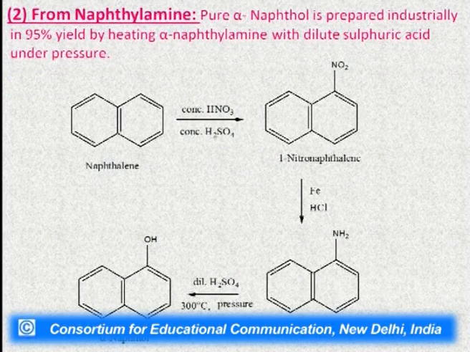The next important preparation of alpha naphthol is from naphthylamine, which is also prepared from naphthalene by nitration. First of all, naphthalene on nitration with nitric acid and sulfuric acid will give 1-nitronaphthalene, which on reduction will give aminonaphthalene, or you can say 1-naphthylamine. This 1-naphthylamine, after substitution at the alpha position by the hydroxy group with the help of dilute sulfuric acid under pressure, will give us alpha naphthol.